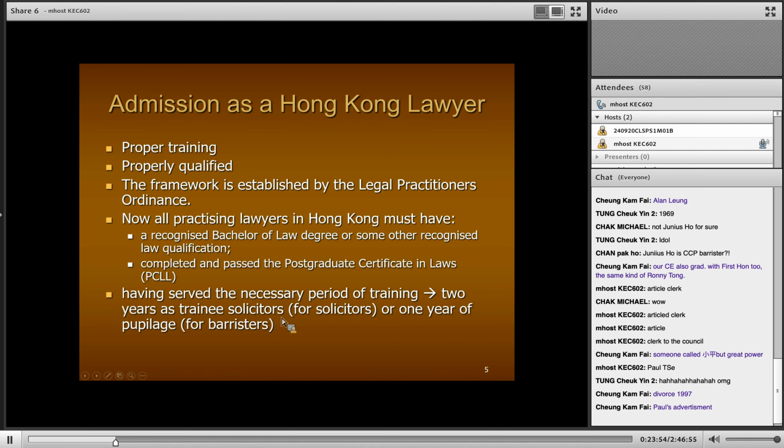Usually, during the 2 years, the solicitor will be assigned to different departments. For example, the first 6 months for litigation, 6 months for conveyancing, 6 months for commercial, and 6 months for some other area like probate or shipping. So solicitors usually have more all-rounded training, because many law firms are more well organized and established. There are so many departments in a law firm, especially some city firms.